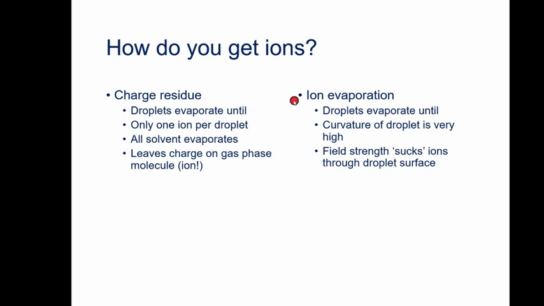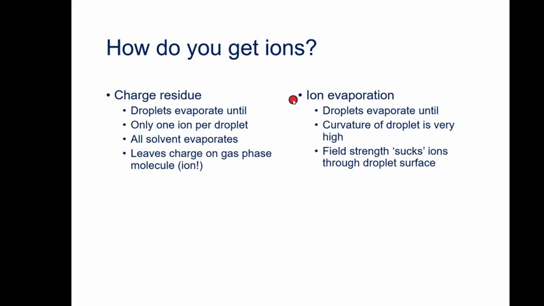The ion evaporation method starts off the same way. The droplets evaporate, and they get smaller and smaller through the Coulomb explosion process until the curvature on the droplet is very, very high. And when the curvature is high, like at the tip of a lightning conductor, if you've got a charged surface with a very, very small radius, it has a very, very high electric field at it because of the high curvature.